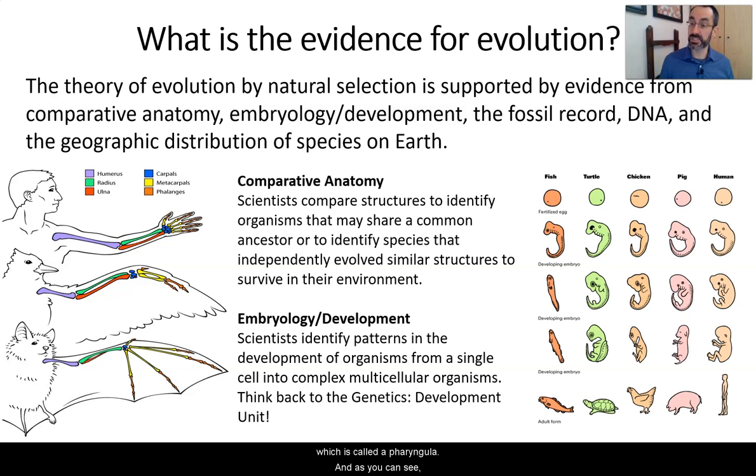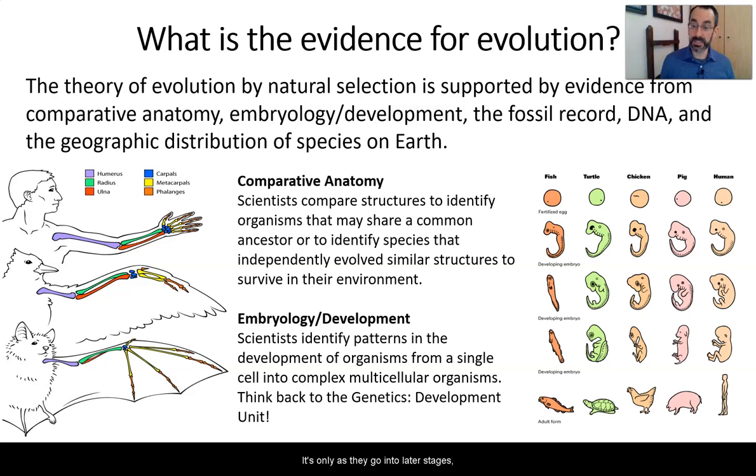we develop into the next big stage, which is called a pharyngula. And as you can see, that's that second line down. The fish, turtle, chicken, pig, and human all look very similar. They actually all look like fish. They all have gills. They all have a long tail. They all have little buds that are starting to turn into limbs, and in most cases, just the front ones. So they all look very similar. So at this stage in development, all of these organisms look almost exactly the same.